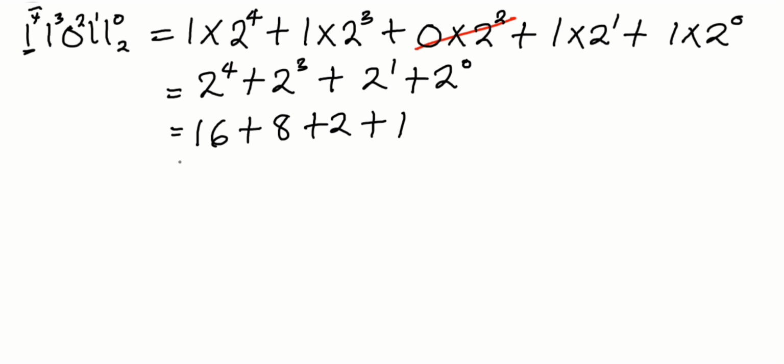So finally now 8 plus 2 is 10, 10 plus 16 is 26, and then 26 plus 1 will give you 27, so we have 27 base 10 there. So that is it for the first method.